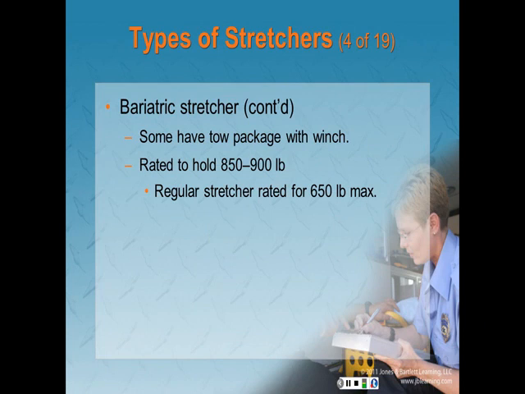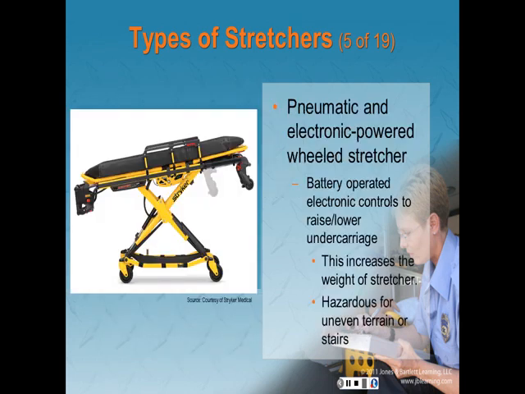The most important feature is the increased weightlifting capacity. Typical stretchers, the normal ones we see in our ambulances, are rated to a maximum weight of 500 to 650 pounds. The bariatric stretcher is rated to hold 850 to 900 pounds.